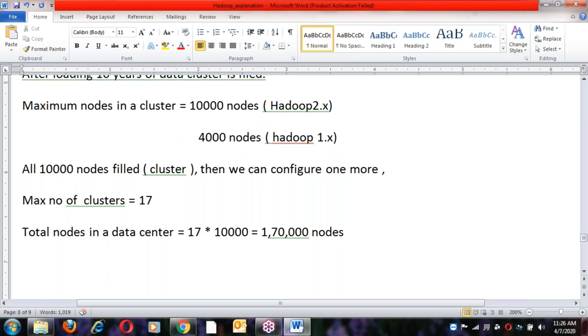Suppose all these 17 clusters are filled, then we should go for another data center, with the next 17 clusters. They will simply hire another building and configure the next 17 clusters. Every data center is a separate building. I'll show that data center.